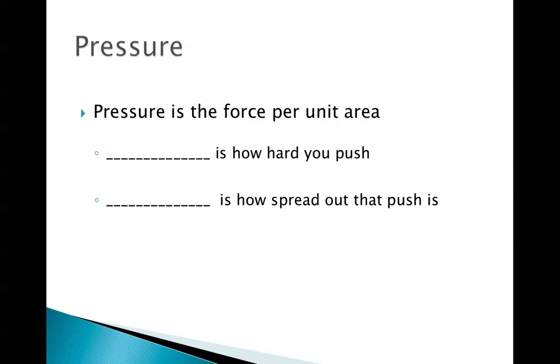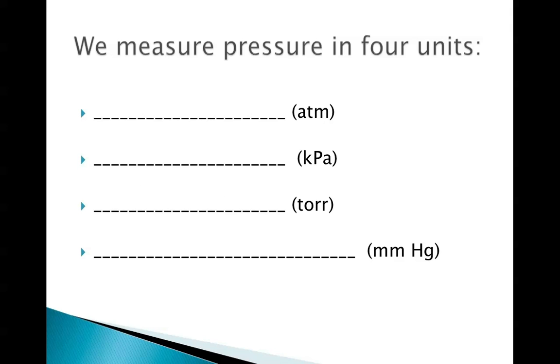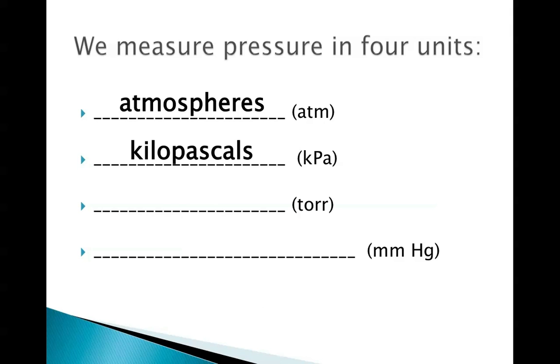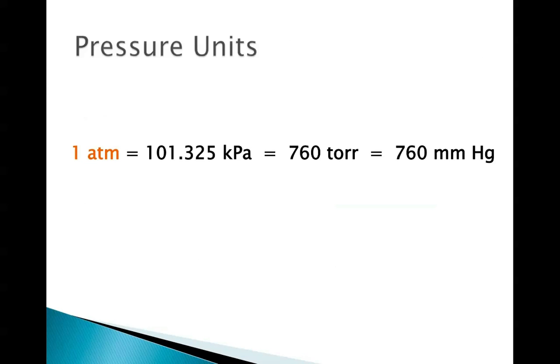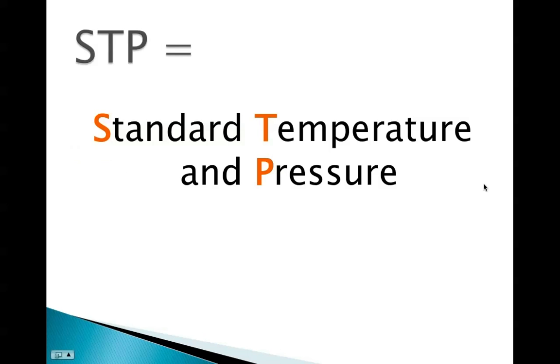Now, pressure we haven't talked too much about. Pressure is the force per unit area. So how much force do you have spread out over a certain amount of area? Force is how hard you push. Pressure is how spread out that push is. We use a couple different units for pressure. Atmospheres and kilopascals are the most common ones that we'll use in this course, but there are also torr and millimeters of mercury that we'll be discussing. These are all related to each other. Make sure you get this down. So we can do conversions between different units of pressure based on these various equalities.